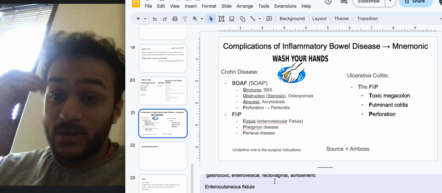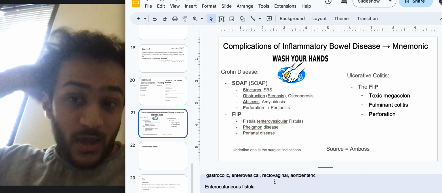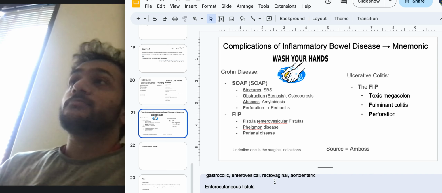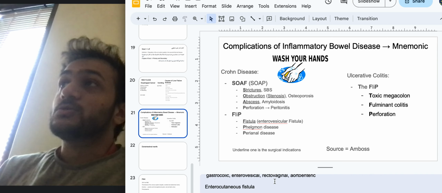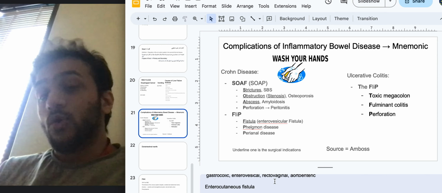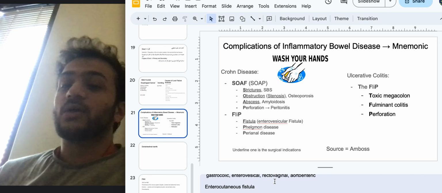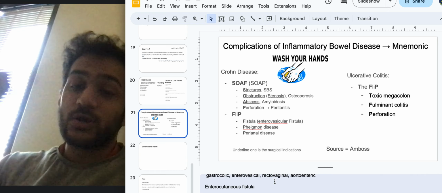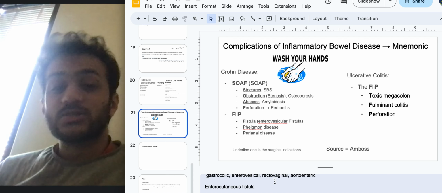So you want to start with the entero ones, enterocutaneous and enterovesicular, then gastrocolic, and then you want to go into the non-GI organs, for example rectovaginal or aortic enteric over here. And so this is going to be over here.